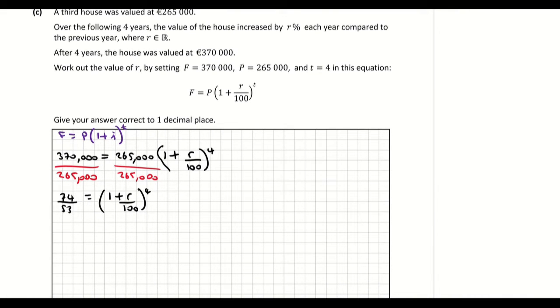Next step then will be to deal with the power of 4 here. We need to get rid of this. Now there's a couple of ways you can get rid of the 4. You can use the 4th root, so put the little 4 on it on your calculator. Just make sure you do that to both sides.